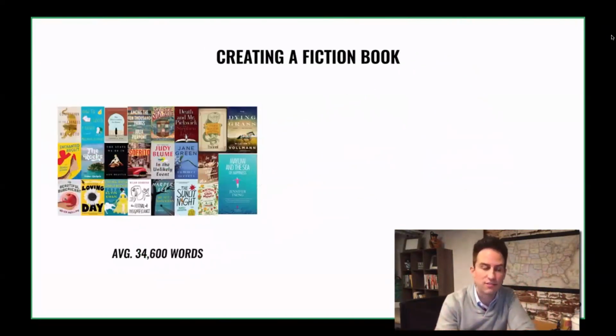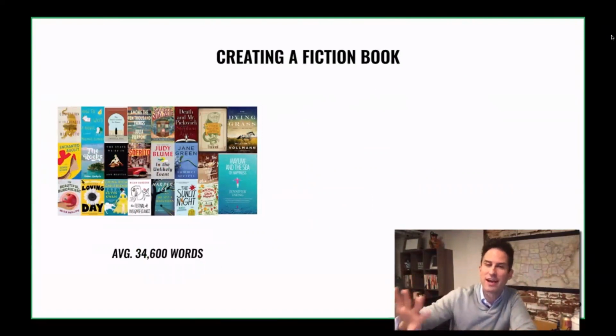Now, a fiction book is slightly different. They tend to be a little bit longer, closer to about 35,000 words on average, but really you see about 33 to 37,000 words. Part of this is based on what your audience wants to read. Sometimes people ask, isn't my book supposed to be 50,000 words? It could be. But a lot of that was driven by what publishers wanted to see so they could sell books at a higher price point.